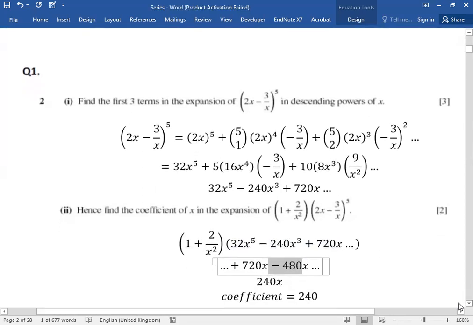The question is asking for the coefficient of x. So what will be the coefficient of x? Just 240. Is this clear? Yes.